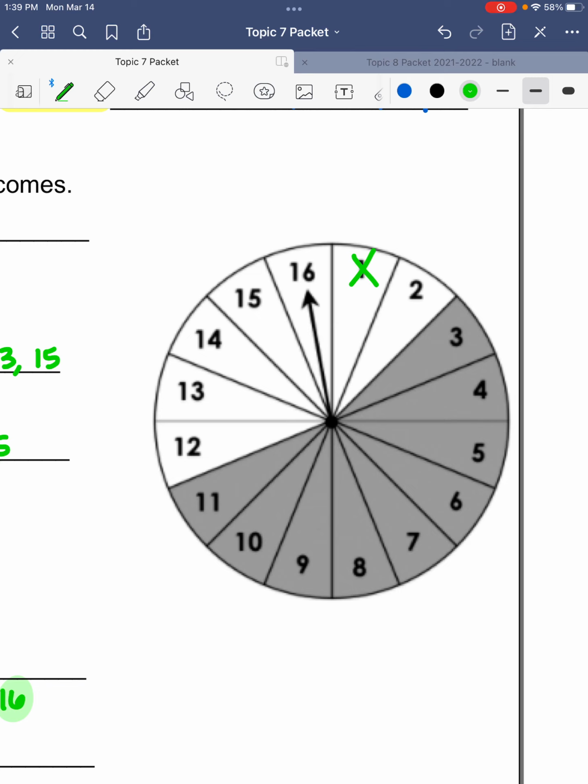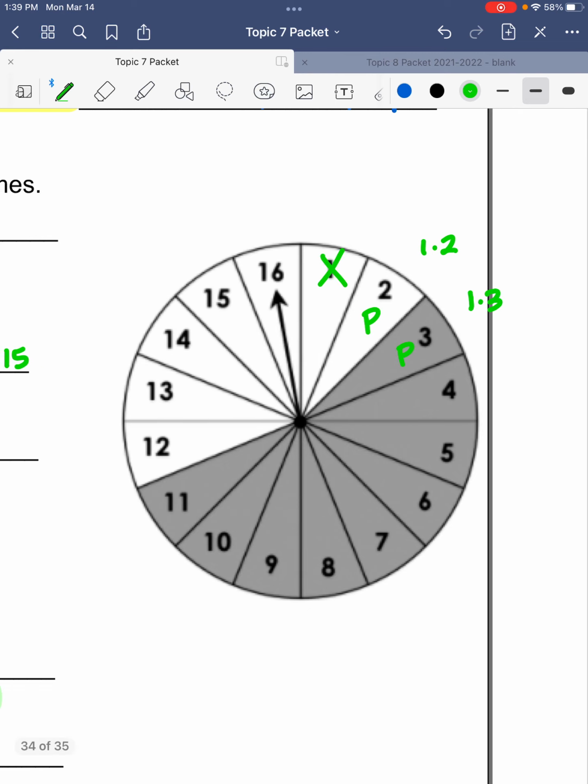Now 2, how do I make 2? I multiply 1 times 2 together. That's the only way I can make 2, so I know that 2 is prime. Okay, how do I make 3? Well, I multiply 1 times 3. And that's the only way I can make 3. So I know that 3 is prime. How do I make 4? Well, I can multiply 1 times 4, but I can also multiply 2 times 2. So because I can multiply 2 times 2 together, I know that 4 is not prime.